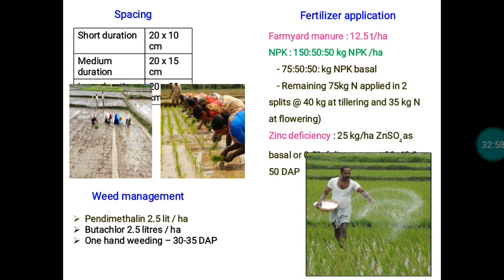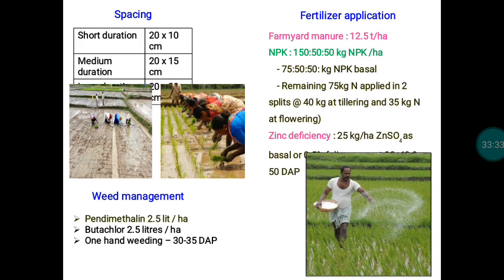Or if you miss applying zinc sulfate as a basal, you can apply it as a foliar spray on the 30th, 40th and 50th day after planting. The concentration is 0.5%. So you have to use 0.5% as a foliar spray, mainly to overcome zinc deficiency. So these are all the macro and micronutrient requirements as far as rice is concerned.